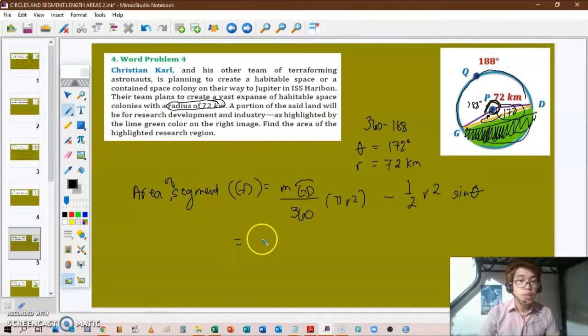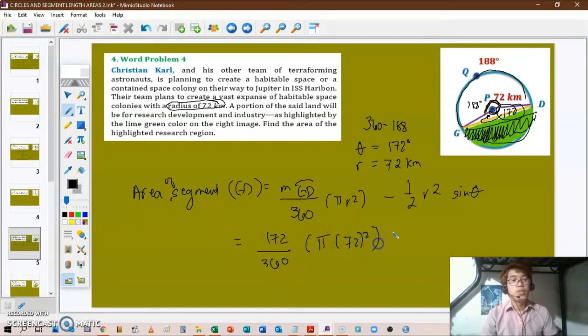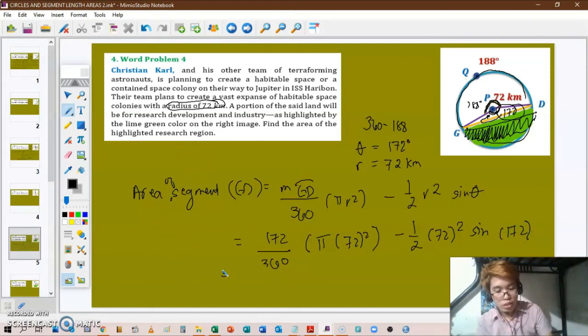So this is going to be the measurement of arc GD, so that's 172. Since the central angle is 172, then its intercepted arc will also be 172. Then all over 360, then times pi multiplied by r, which is 72, then we square that. Then minus 1/2, then the radius, which is 72, squared, and then sine of, okay, so what's our central angle again? It's 172.